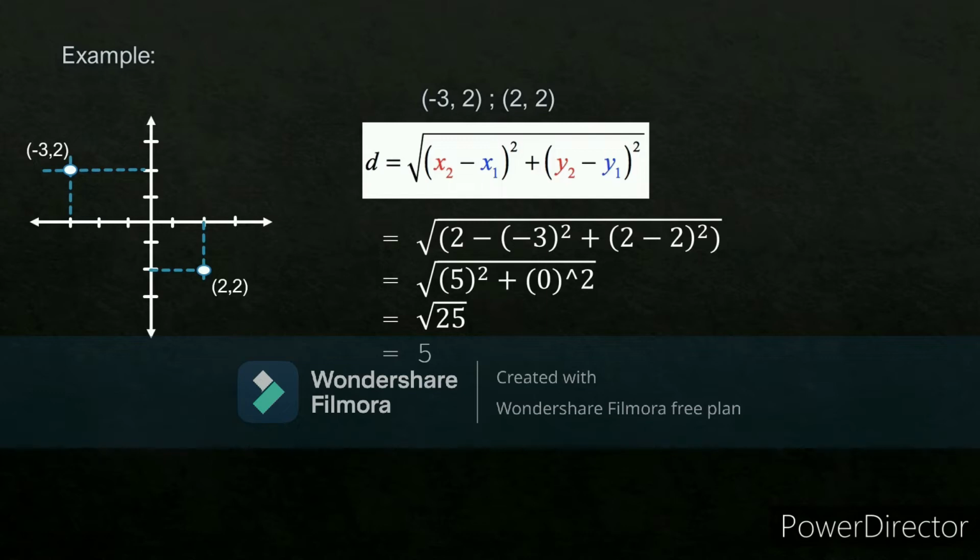So the square root of 25 is equal to 5. And that is our final answer. 5 is the distance of -3, 2, and 2, 2.